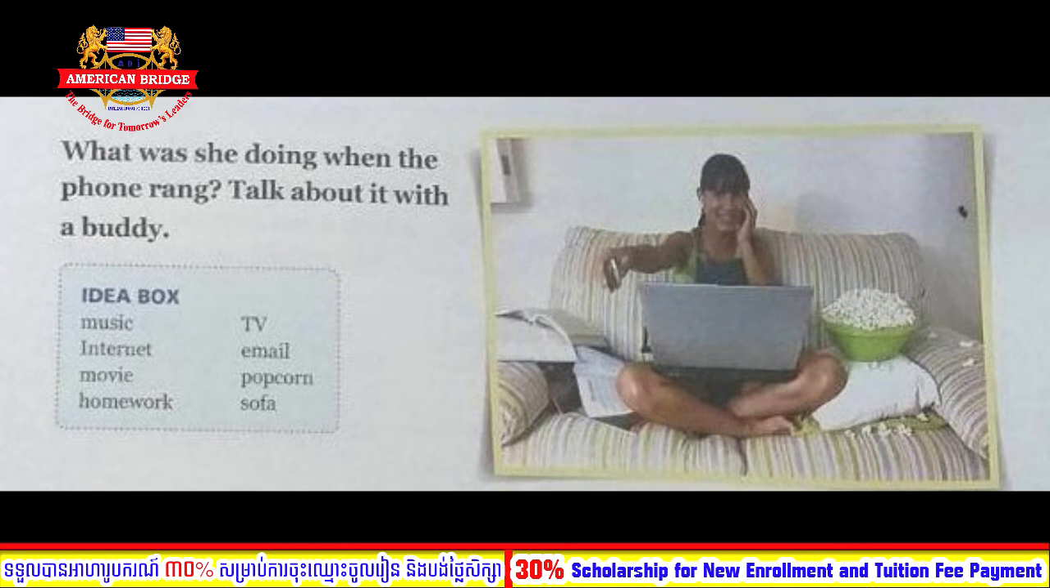Now have a look at the picture in the bottom. What was she doing when the phone rang? Talk about it with a buddy, or you can write about it. Actually, I'm going to ask you to write about it. There is a box on the left, the idea box: music, internet, movie, homework, TV, email, popcorn, sofa. These are the words in the idea box, and you need to think what she was doing when the phone rang. As you can see in the picture, you need to create your own sentences using the pictures. That is the exercises on page 110.